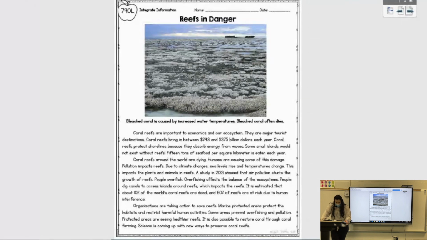Coral reefs protect shorelines because they absorb energy from waves. Some small islands would not exist without reefs. 15 tons of seafood per square kilometer is eaten each year.